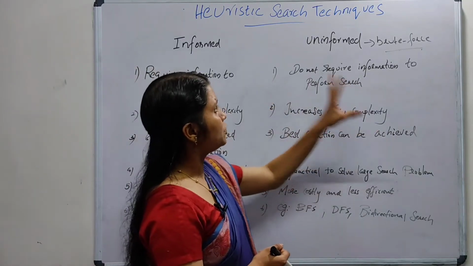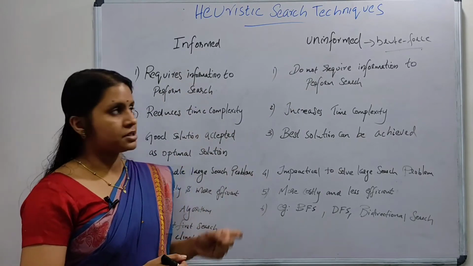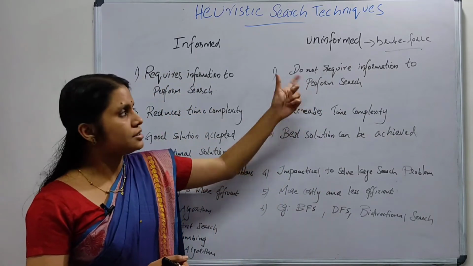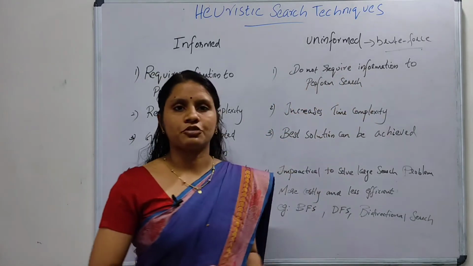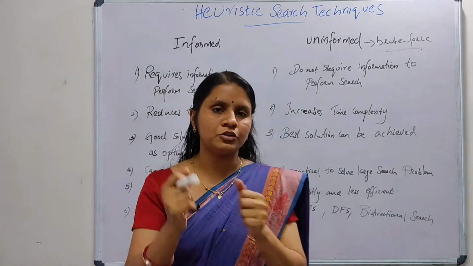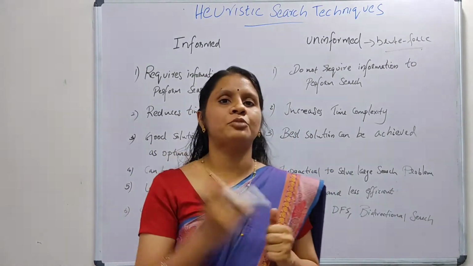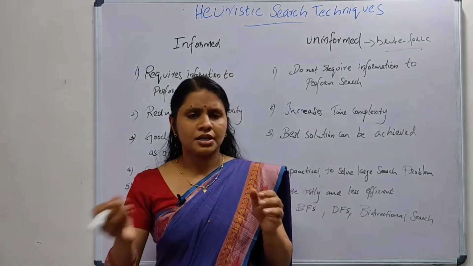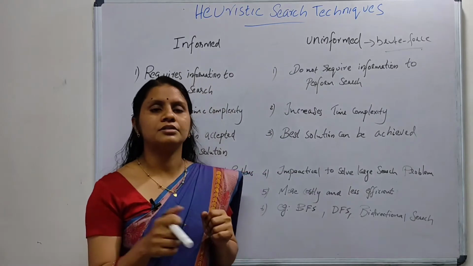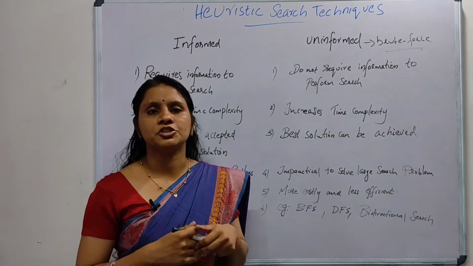What you have to know is the difference between uninformed and informed search algorithms. Uninformed search means, first point, that it does not require information to perform the search. That is, we have a particular problem to solve, but we don't have any information regarding how to solve it. No hints are provided in uninformed search for solving that problem. They do not require any information to perform the search.